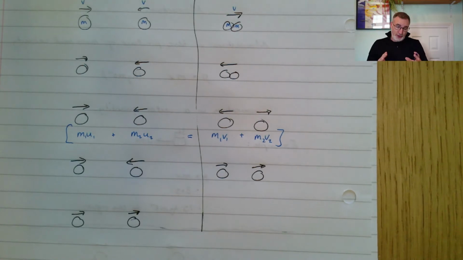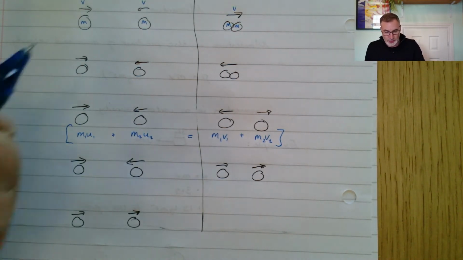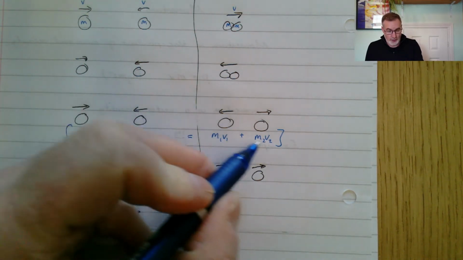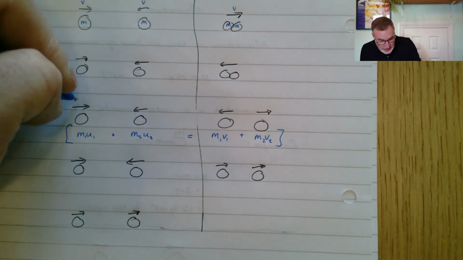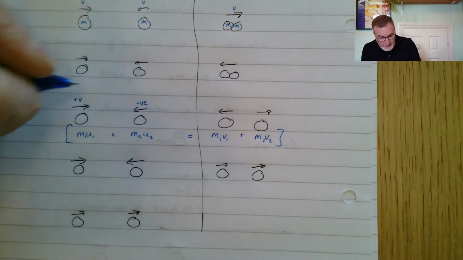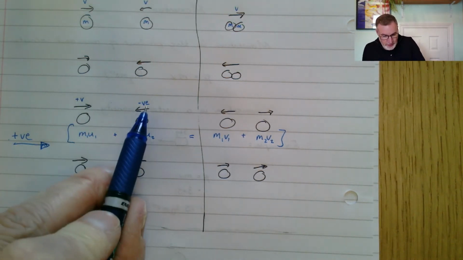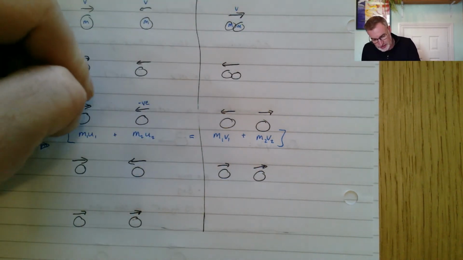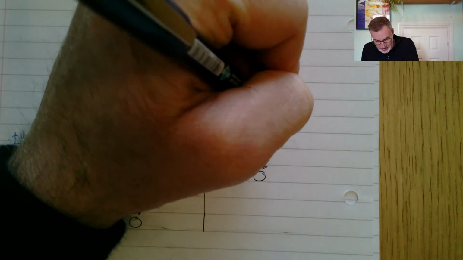Now, because momentum is a vector and velocity is a vector, you must be really super careful with your signing convention here. In this case, the velocity is positive. In this case, the velocity will be negative. We'll always generally treat left to right as being positive. And so here we have a positive velocity, a negative velocity. And here we'll have negative velocity and then positive velocity.